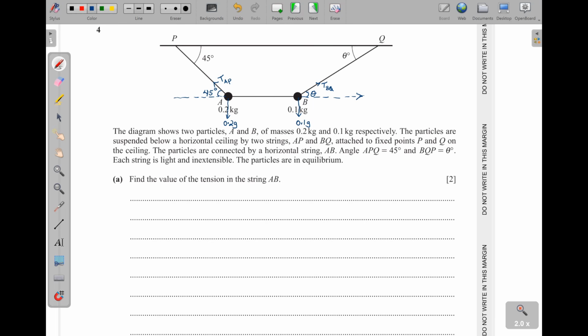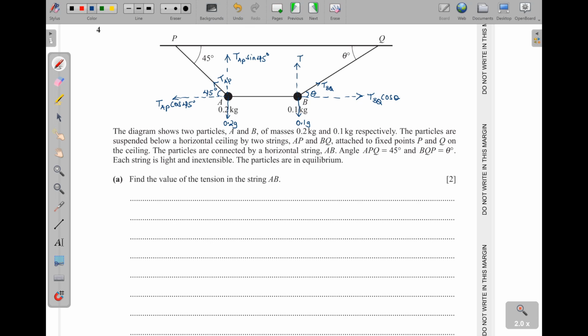So we close this and it comes here. That will be TBQ cosine of theta. And when we close this one here, it will be T of AP, cosine of 45. Then there is this one vertical. If this one is cosine, then the one up here has to be sine. So we shall have TAP sine of 45. The same thing here.